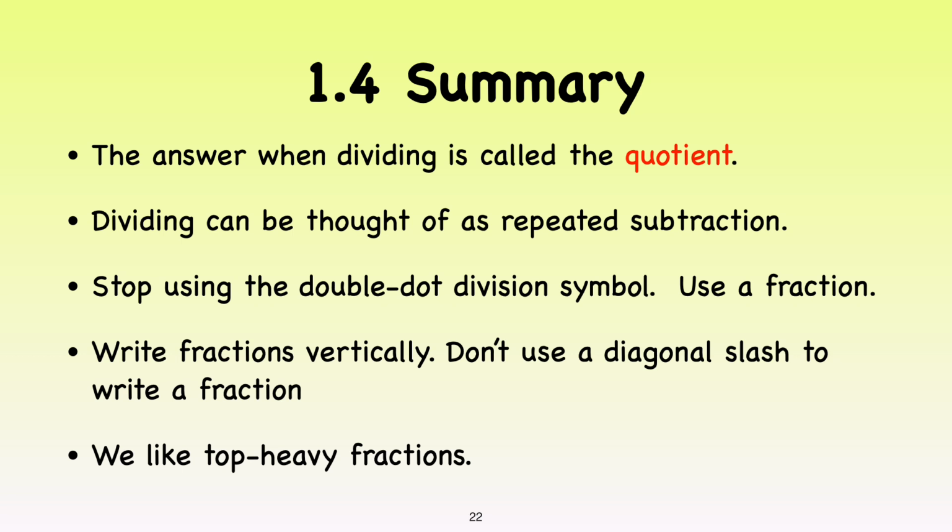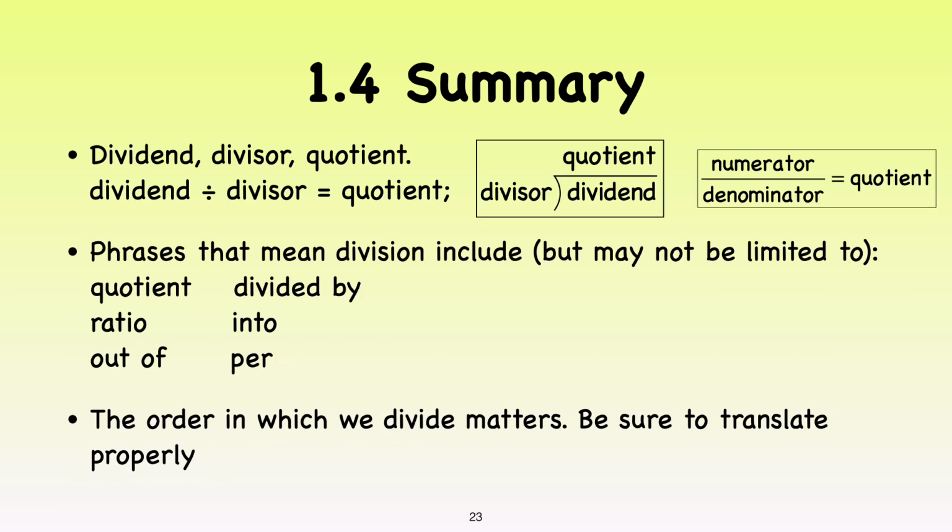We like top-heavy fractions. I'm going to add here that though the parts of a division problem have the names dividend and divisor, the word divisor is the one we'll hang on to the most. We don't use dividend very often in algebra. It's the number on the bottom of the fraction, the divisor. It's the number out in front of the long division symbol. It's the denominator. Dividend, divisor, quotient. We write them and those names appear in different ways depending on which version of division we're using.